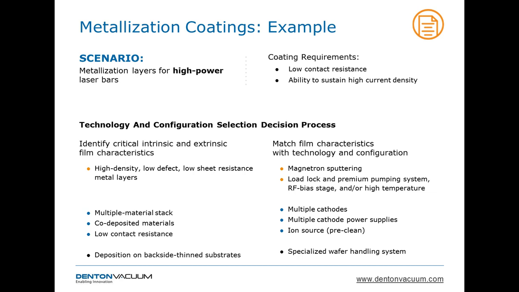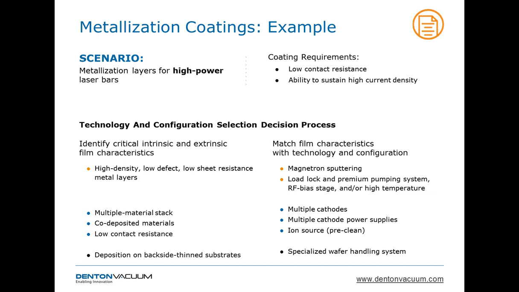Going to the next step and identifying the critical intrinsic and extrinsic film characteristics, we can say that we will need high density and low defect, low sheet resistance metal layers. We will need multiple material stacks. We'll need co-deposited materials, as we have seen in the case of a gallium arsenide material system. And we also have to keep in mind that we need to deposit on backside thin substrates.